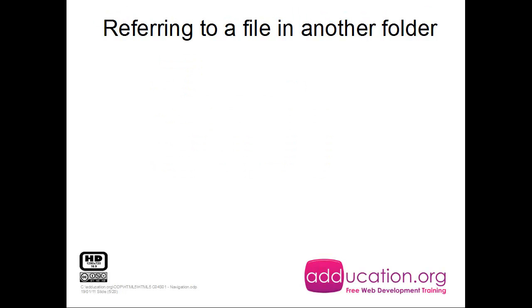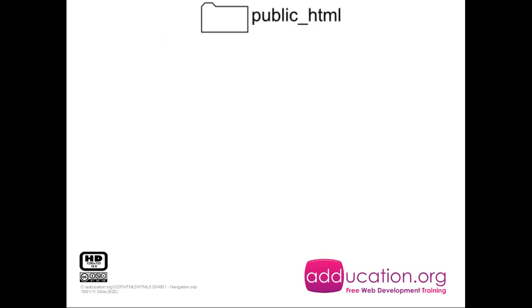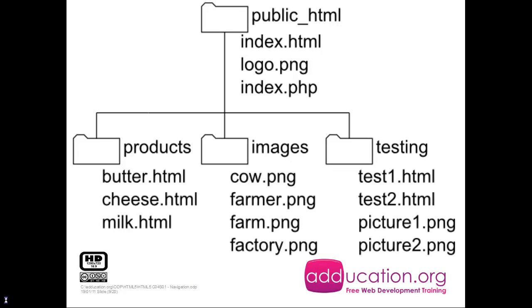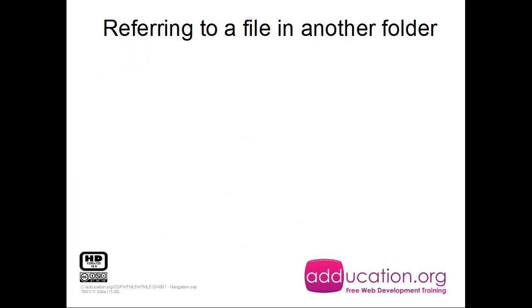Now referring to a file in another folder. Let's say I have a folder called public_html. In that folder are 3 files: index, logo, and index.php. Below that one are 3 other folders, or directories, as you may call them: products, images, and testing. Those also contain files. Let's say, for instance, I want to go from index.html to butter.html. I have to go down 1 folder.